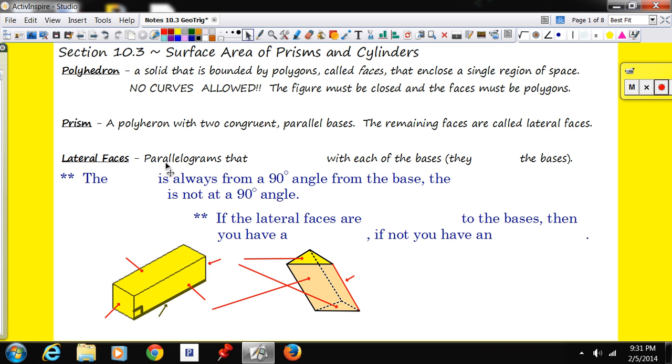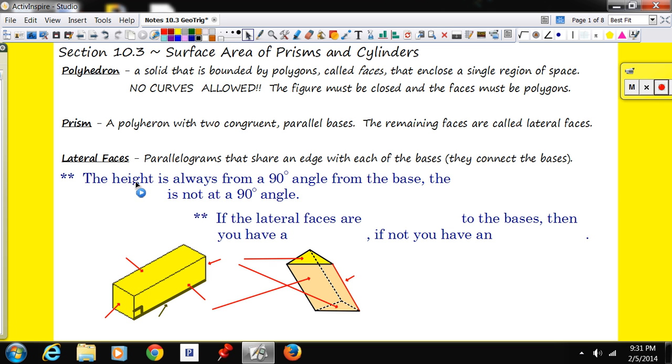A lateral face is a parallelogram. They're all going to be parallelograms. They're going to have parallel sides that share an edge with each of the bases. So you can see that this parallelogram right here on top touches this base and it touches this base. So basically what they do is they connect the bases. A lateral face is going to connect the two bases together. That's what the lateral faces do.